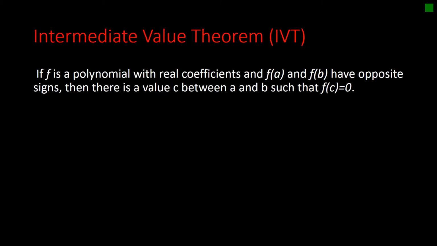Okay, so that makes sense. You have a positive value, you have a negative value. You're going to have to cross somewhere through 0 to get from one to the other. And that's what the intermediate value theorem is about.